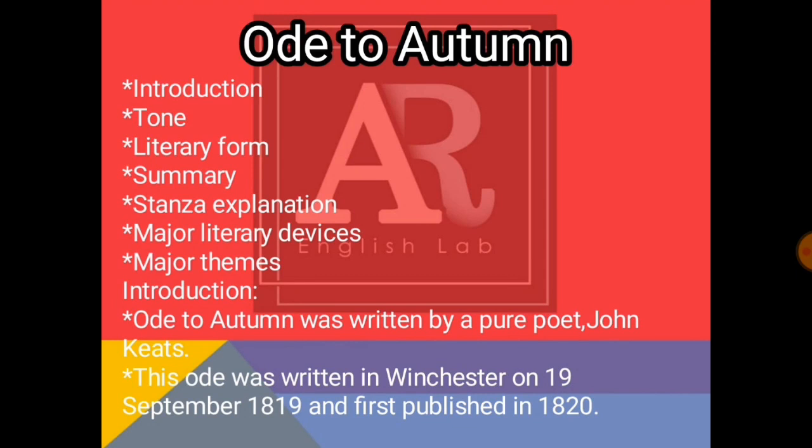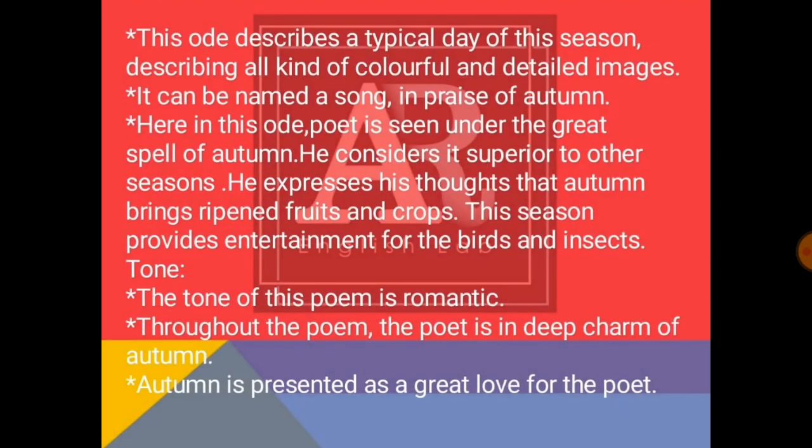Ode to Autumn was written by a pure poet, John Keats. This ode was written in Winchester on 19th September 1819 and first published in 1820. This ode describes a typical day of this season, describing all kind of colorful and detailed images. It can be named a song in praise of autumn.